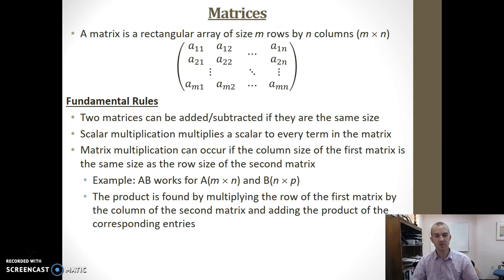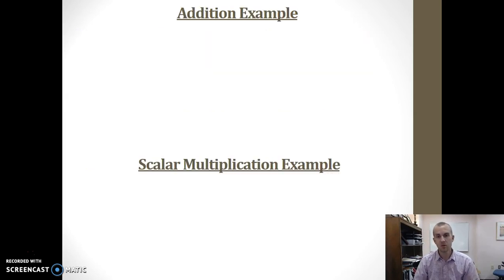And when we multiply matrices, we have to pay attention and make sure that the column size of the first matrix is the same size as the row size of the second matrix. And then we can actually multiply those two matrices. So let's go through a few examples.